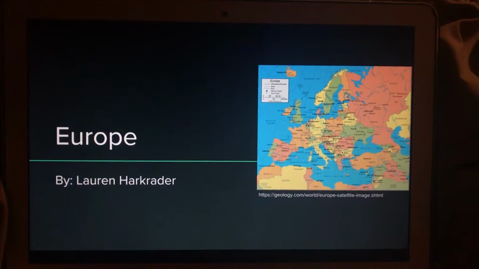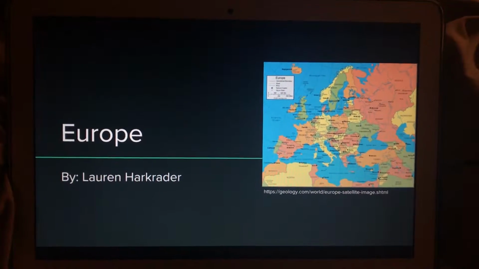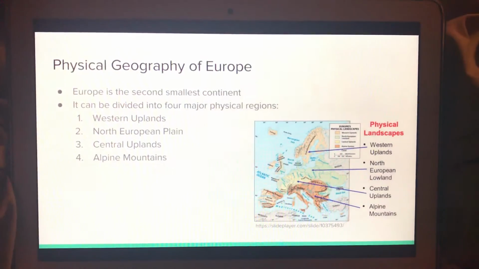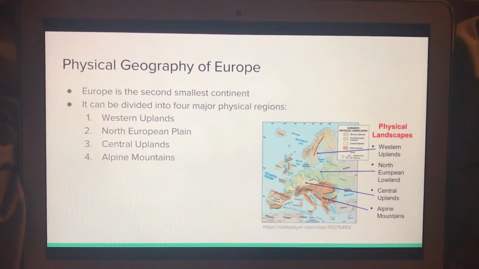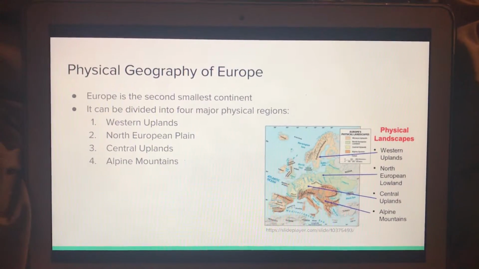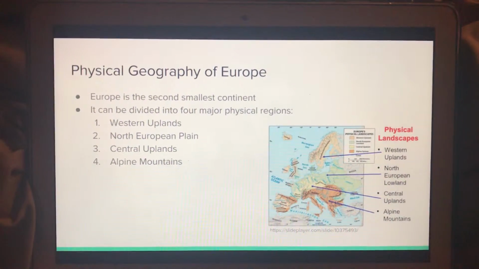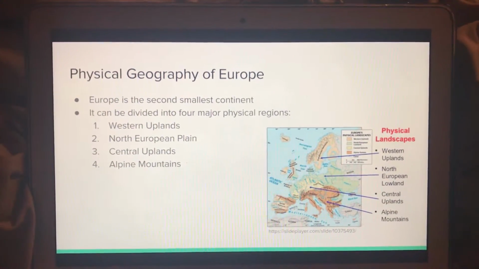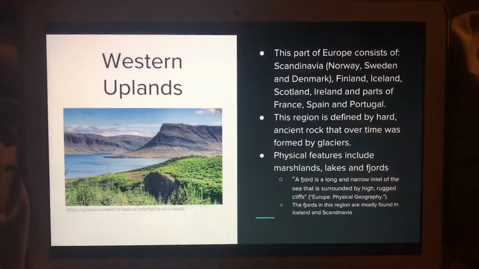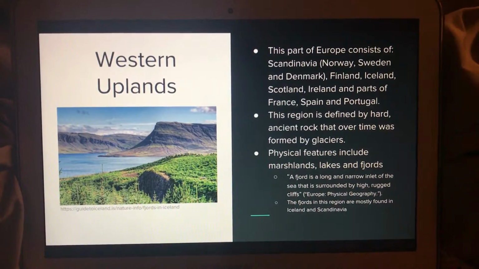Regional presentation project, I'll be talking about Europe. The physical geography of Europe. Europe is the second smallest continent. It can be divided into 4 major physical regions: the Western Uplands, the North European Plains, the Central Uplands, and the Alpine Mountains.